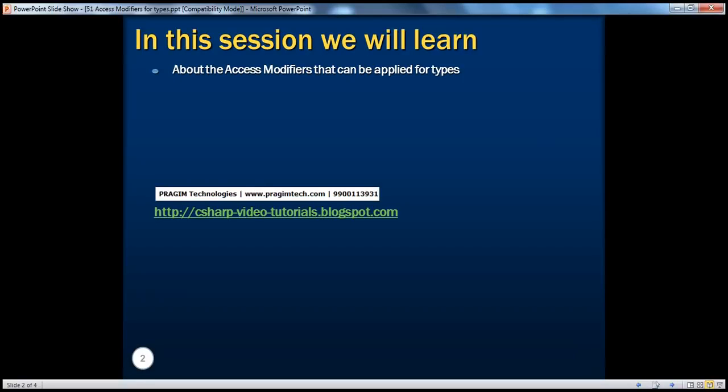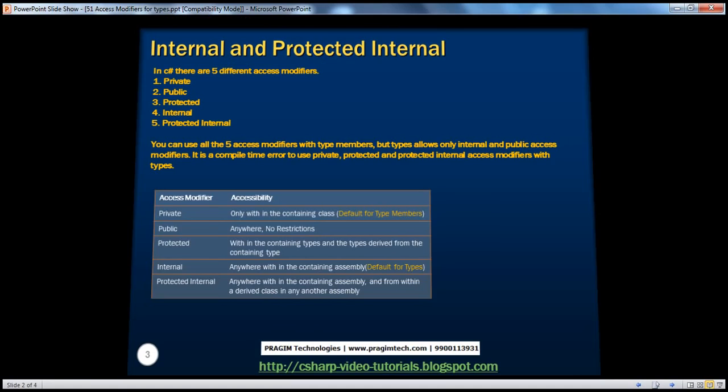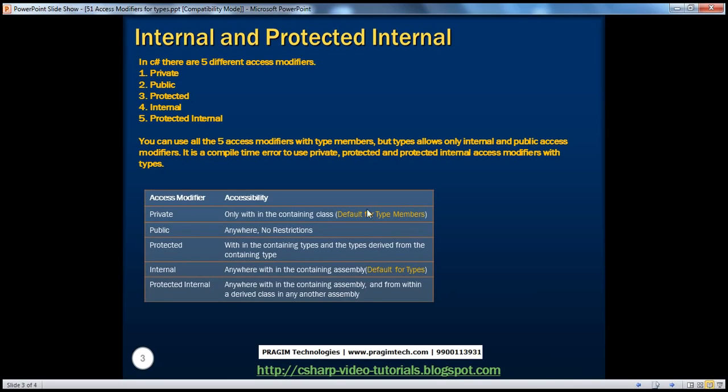In the previous session, we learned the different modifiers that can be applied for type members. Now we know that in C# there are 5 different access modifiers. And from the previous sessions, we have already understood all these 5 different access modifiers can be applied for type members. But when it comes to types, you can only use public and internal access modifiers with types. Trying to use any other access modifier will generate a compiler error. Let's look at an example.